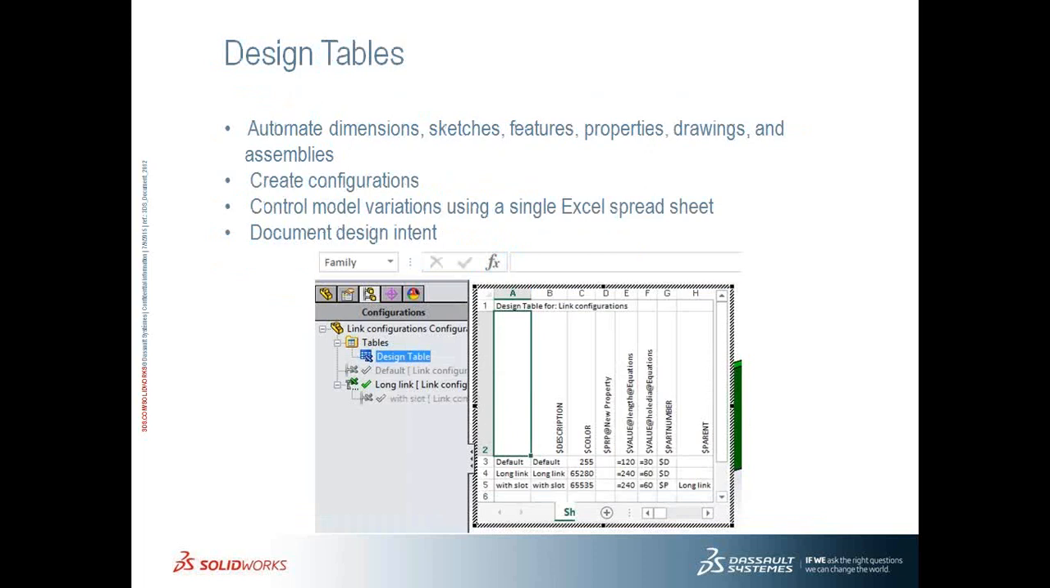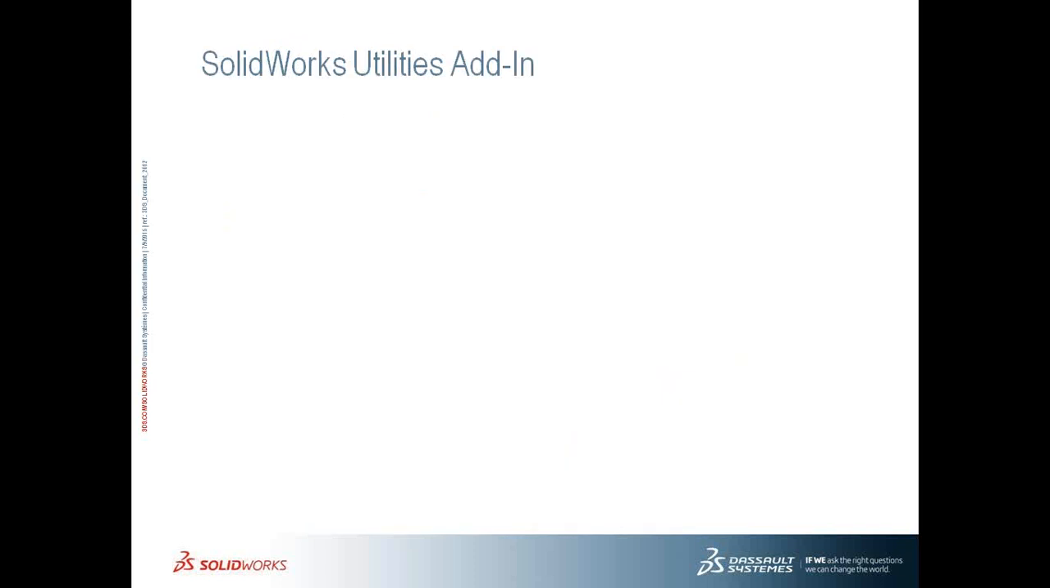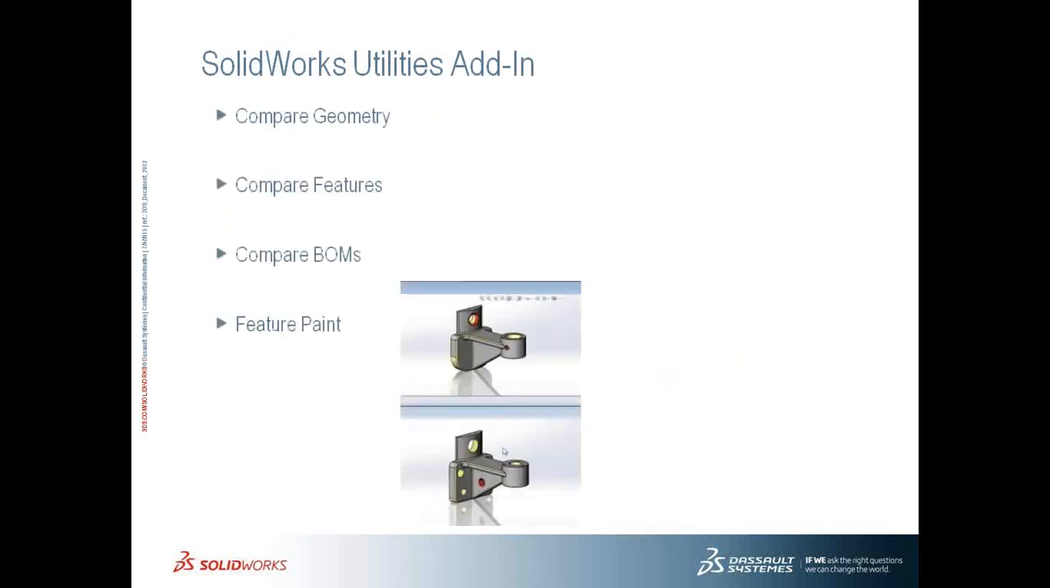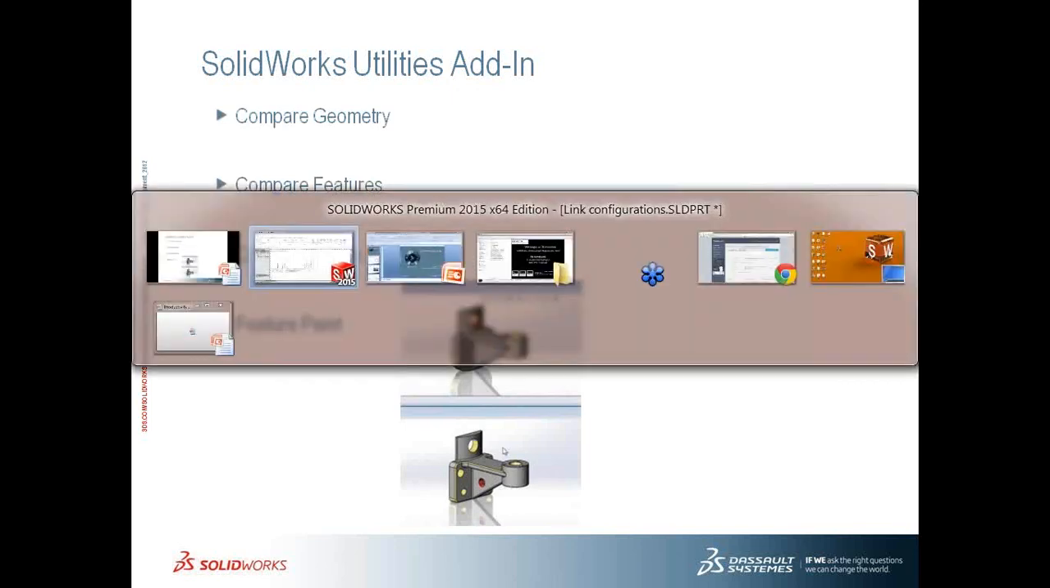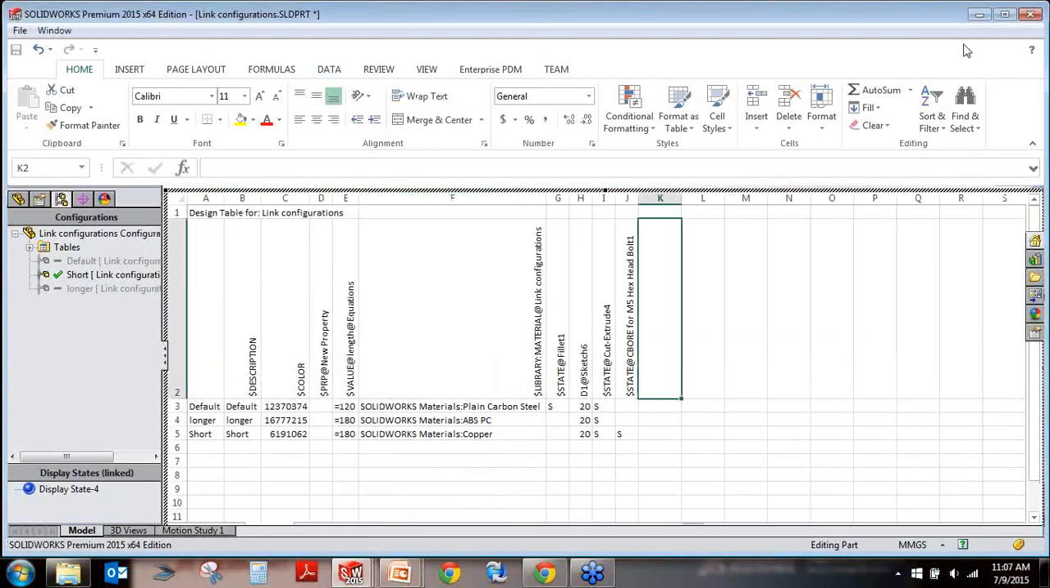So in the design tables, which is another variation of the configuration, we can automate the dimensions by entering values in the table directly and coming up with the configurations. We can also use this Excel spreadsheet as design intent. So going next to the SolidWorks utilities add-in, I will demonstrate and see what can be done in there.